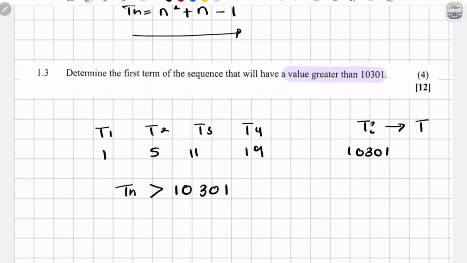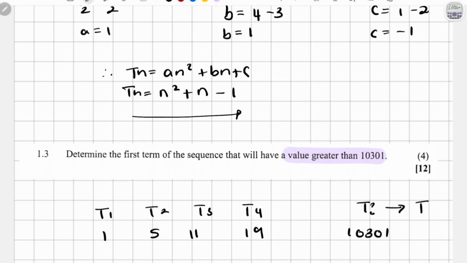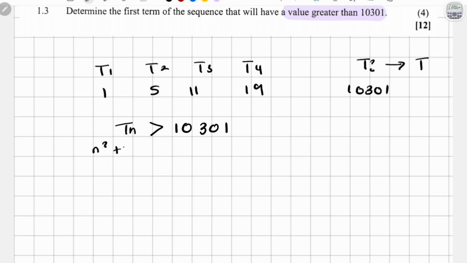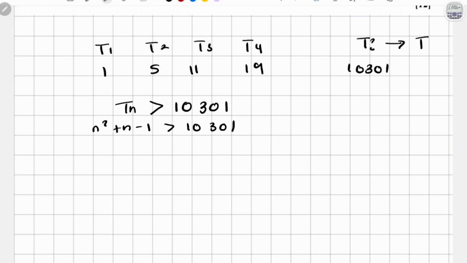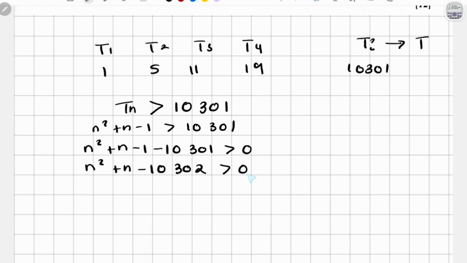Okay, so Tn we already found that in the previous question. It is n squared plus n minus 1. So n squared plus n minus 1 must be greater than 10,301. Then we can just go ahead and say n squared plus n minus 1, and then we're going to take this 10,301 over and it becomes negative 10,301 is greater than 0. And so this is n squared plus n, and when you subtract these, it's just going to give you negative 10,302, okay, because it became even more negative. And this must be greater than 0.